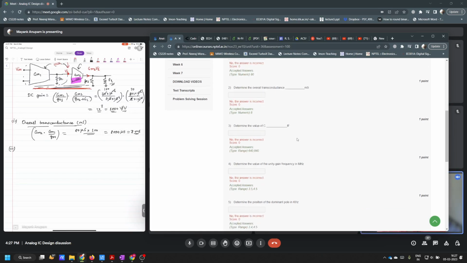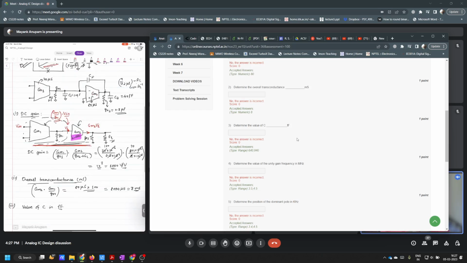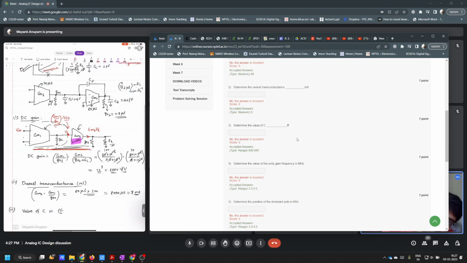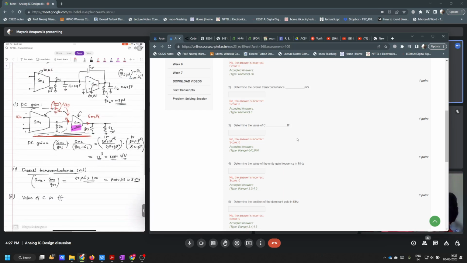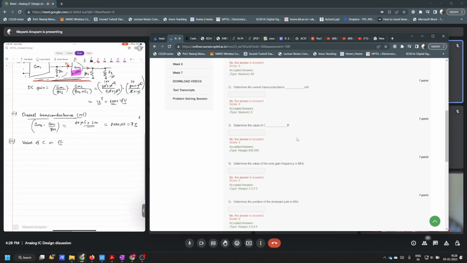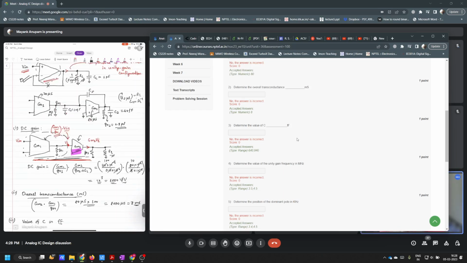Determine the value of capacitance, C, in femtofarad. So what will you do to calculate the value of C? Phase margin equal to 60 degrees. Correct. From the phase margin equation, we will evaluate it in terms of the unity gain frequency and the second pole, because those two are unknown.